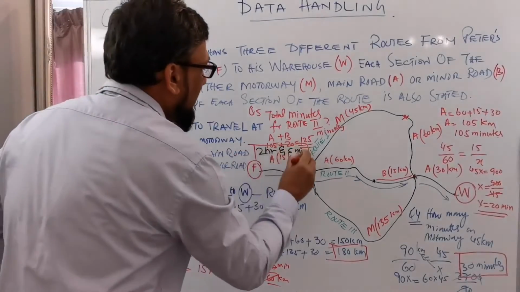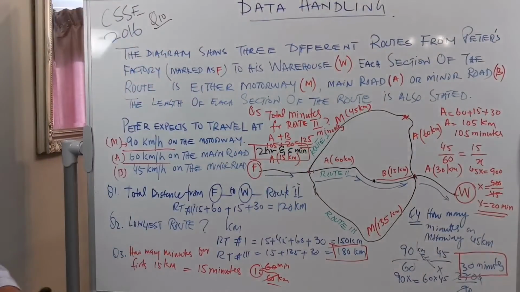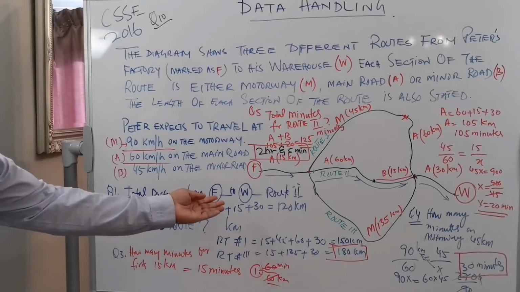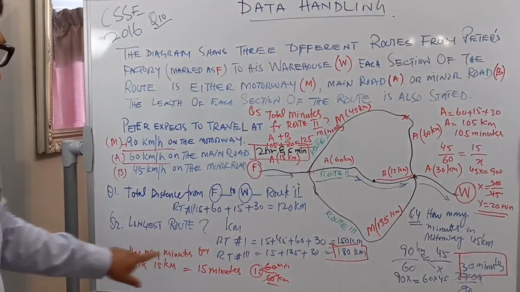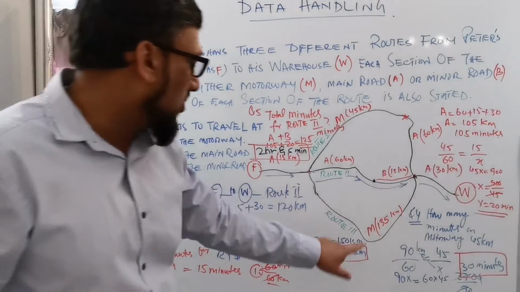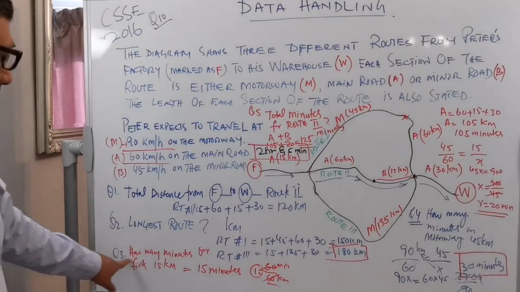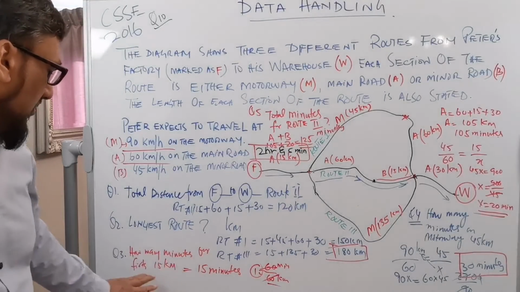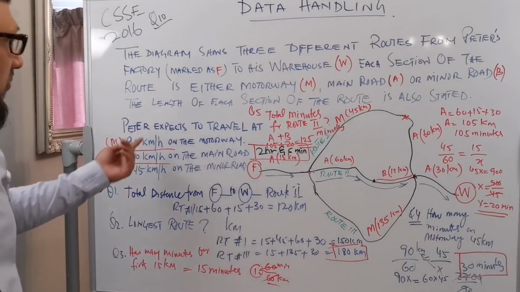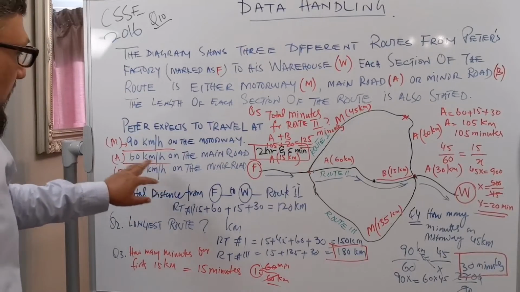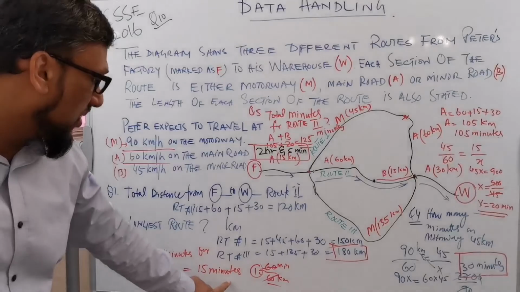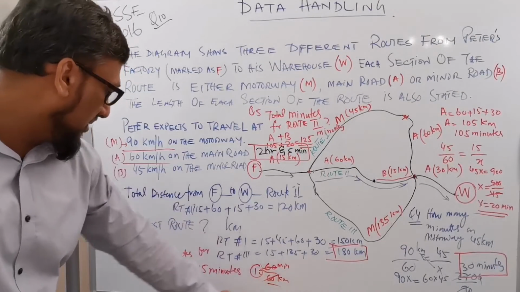Okay, so you can get easily 5 marks. So the first one is question 1, total distance from route 2, which is 120. And the question number 2, the longest is 180. And how many minutes for the first 15 kilometer, which is 60 kilometer per hour? So it means it will take 15 minutes.